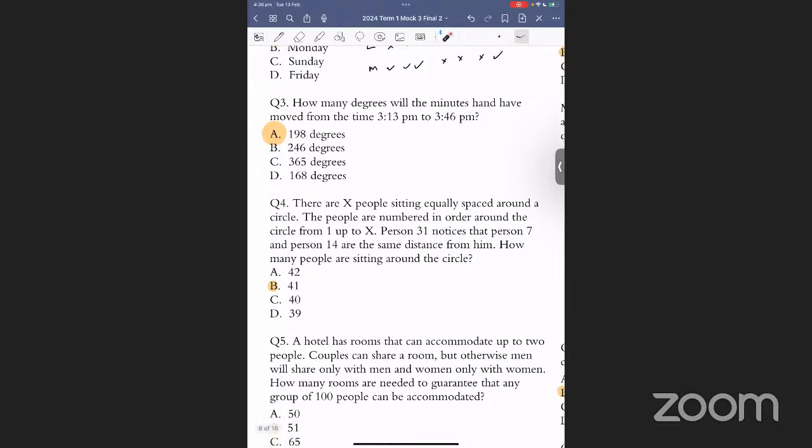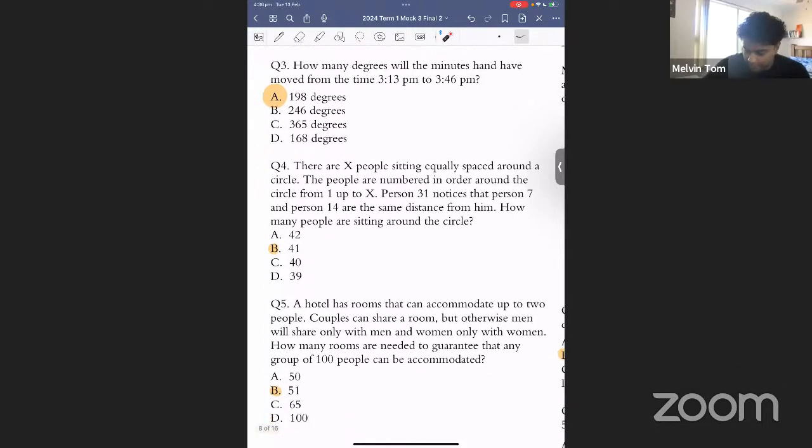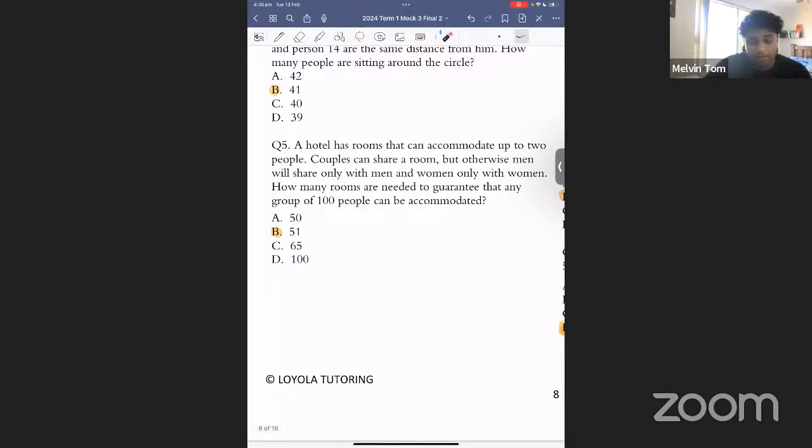Next question. You're welcome. Next question, number 5 by Aryan. This is a very interesting question. I love this, by the way. I love this mock exam. There's a lot of questions that make you think outside the box.